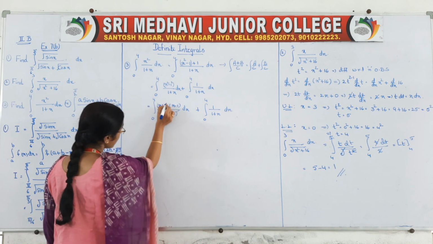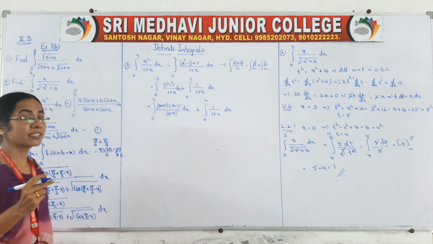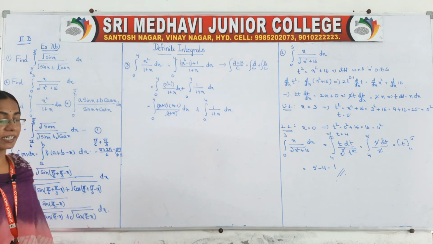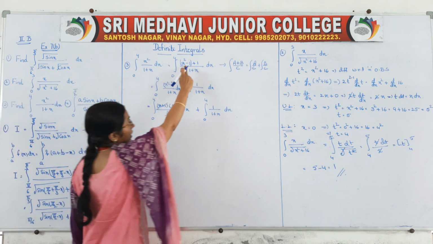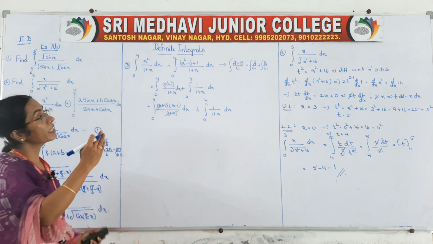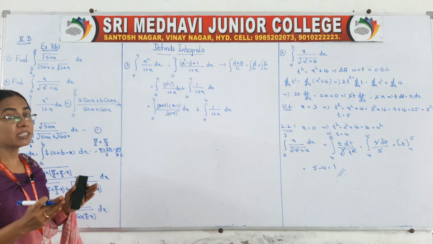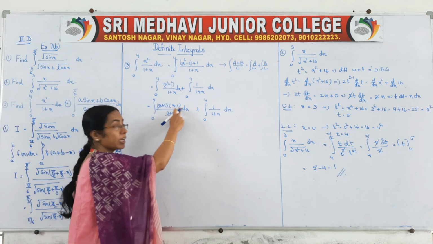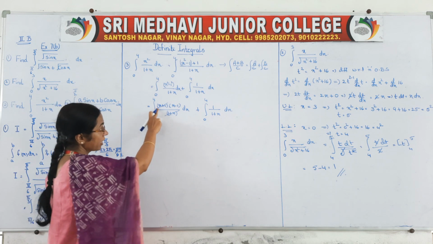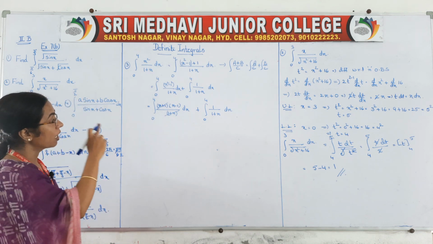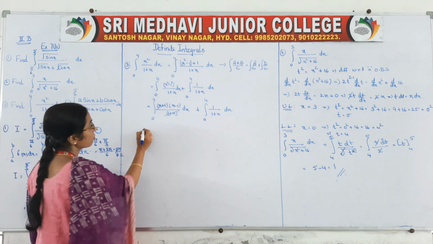So 1 plus x and x plus 1 cancel. That's why in this problem first we deducted, then we added, deducting 1 and adding 1, so that it will be in the form of a square minus b square, so that we can write a plus b into a minus b. So we can cancel x plus 1 and 1 plus x. Okay, now you take the integral for this.